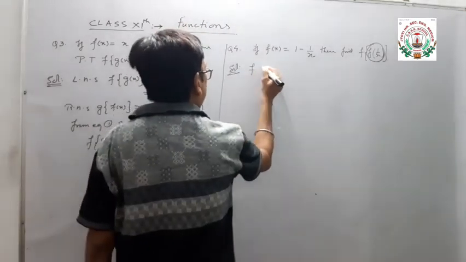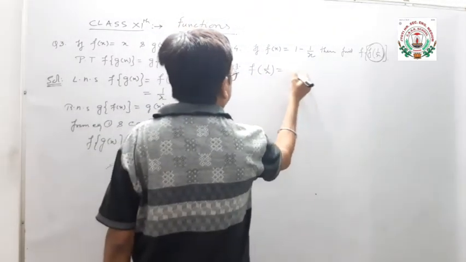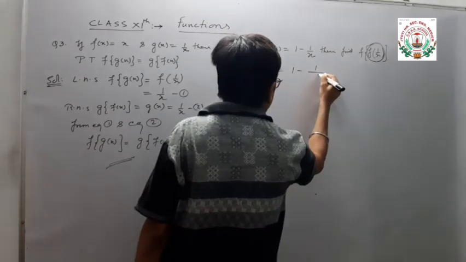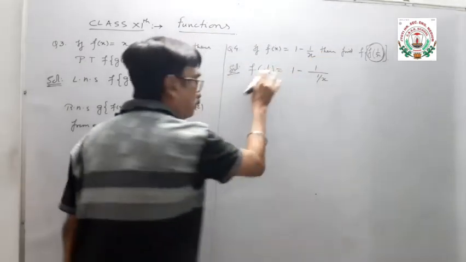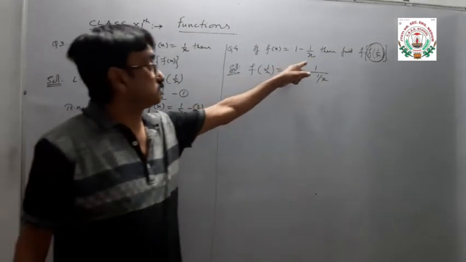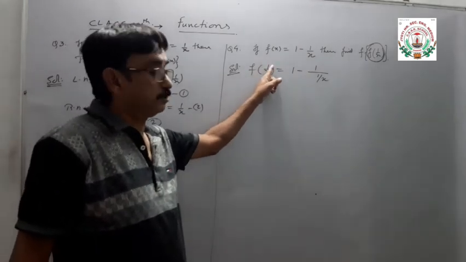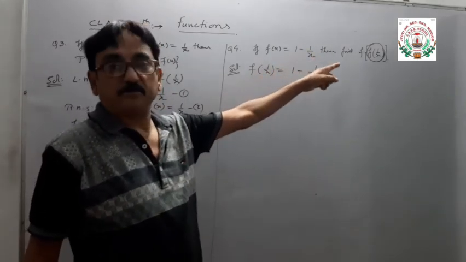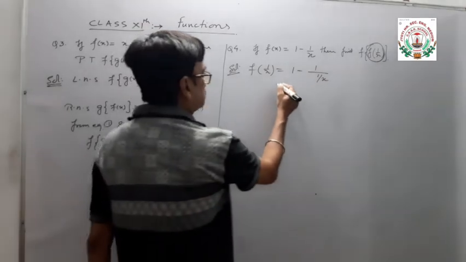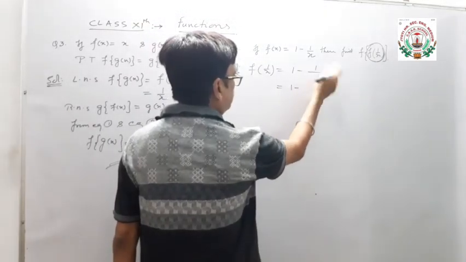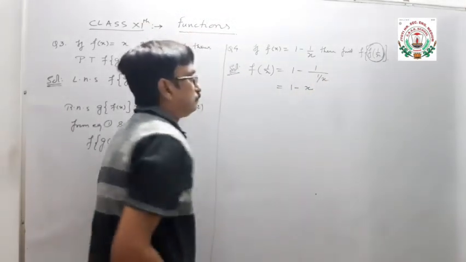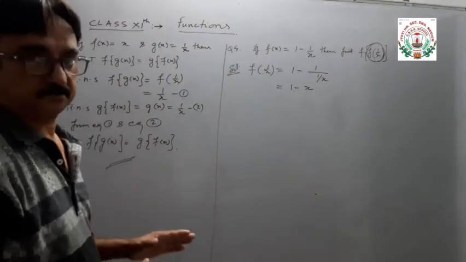So f of 1 by x will be equal to 1 minus 1 upon x, with 1 by x in place of this x. In place of this x I am going to substitute this value to get f of 1 by x. So what happens now? 1 minus, this will become a reciprocal, 1 upon 1 minus x.